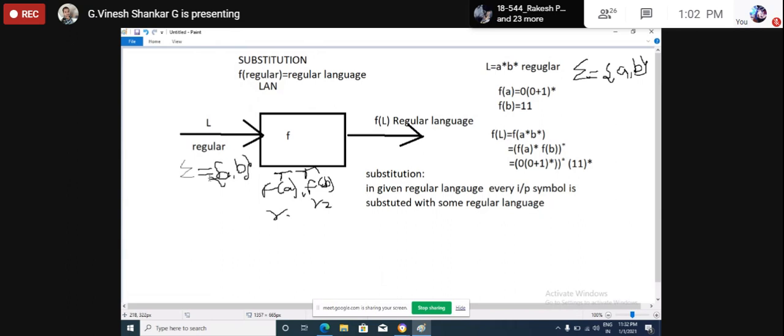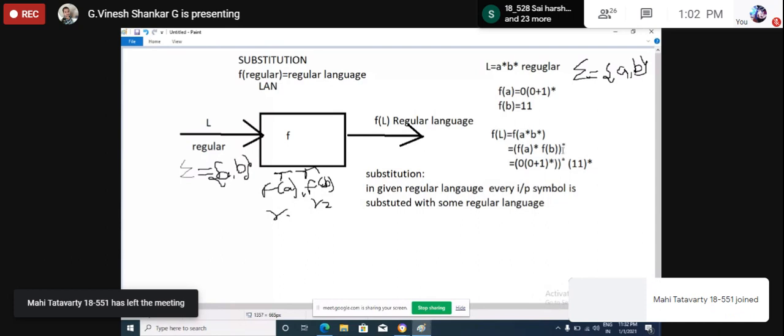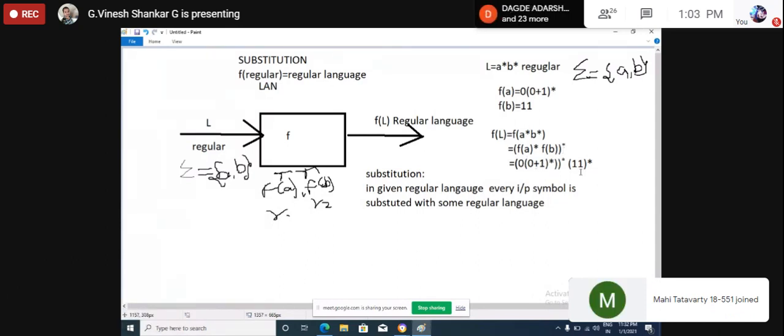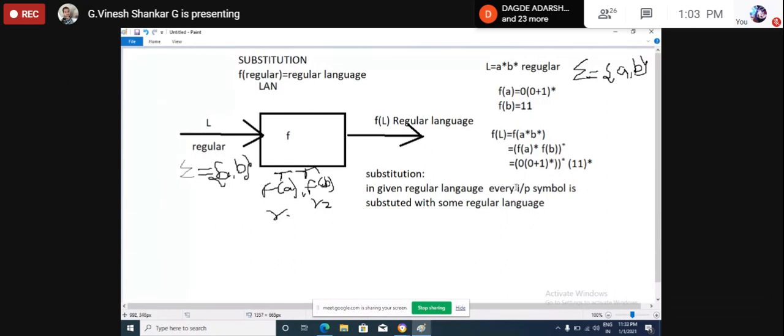Sigma is equal to {a, b}. So L is equal to a star b star, which is regular, over sigma equal to {a, b}. Now f of A is there, f of B is there, f of L I want. So I can write (f of A) whole star, (f of B) whole star. Then f of A means 0, (0 plus 1) whole star, and 1, (1 1) whole star. Whatever I get after substitution is also a regular language.